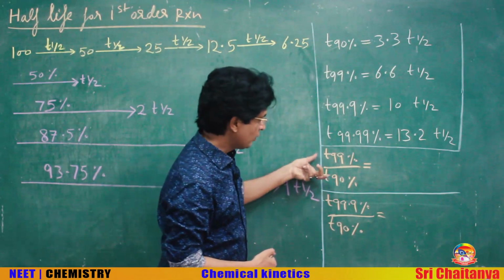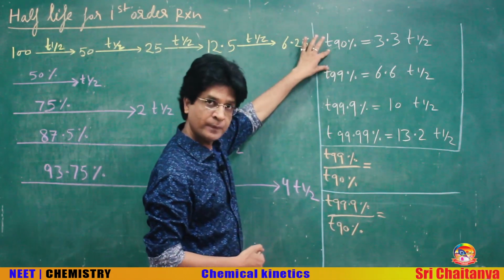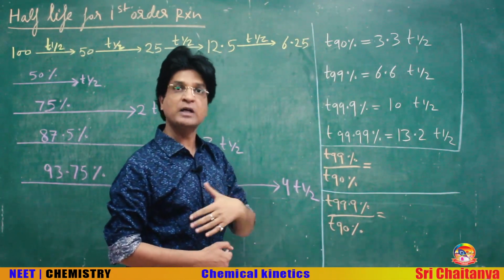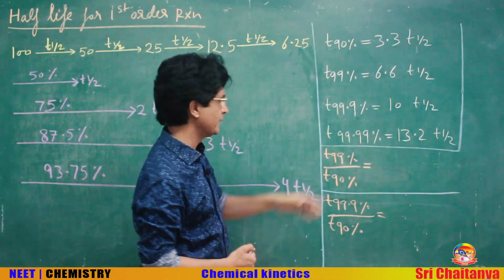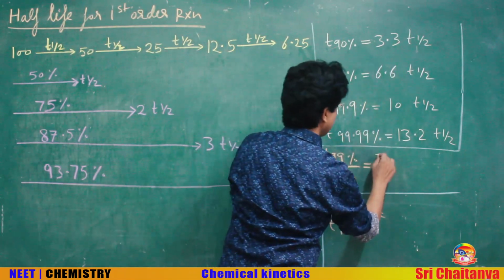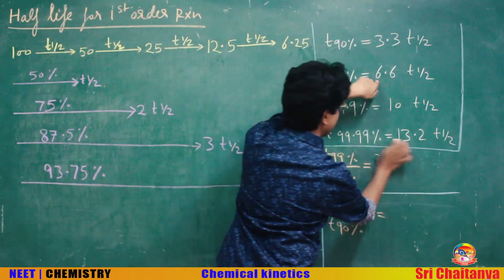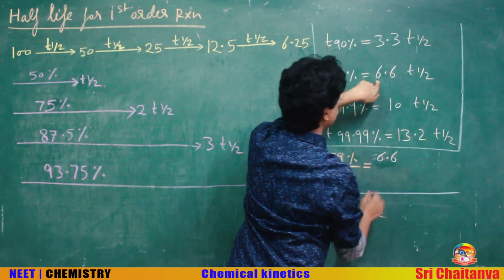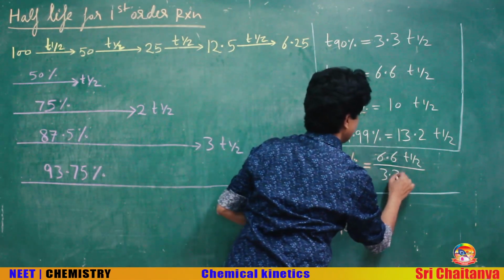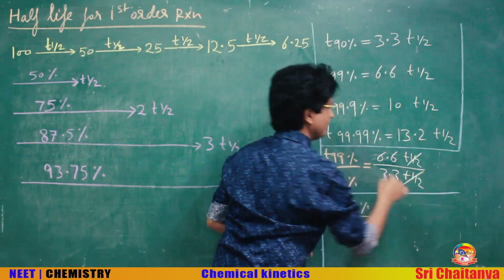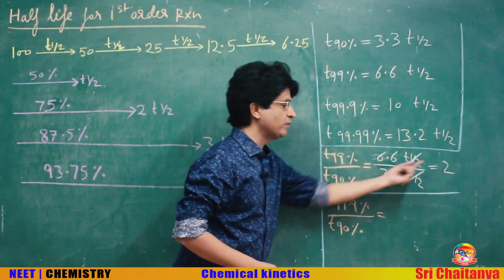One year they asked, what is the ratio of t 99% and t 90%? From this data, see, there is one more method, the conventional method, which can take you a lot of time. But if you remember this data, see how simple your job is. t 99% is 6.6 half-lives upon t 90%, 3.3 half-lives. The half-life cancels out, and this will be 2. So the ratio of t 99% upon t 90% will be 2.